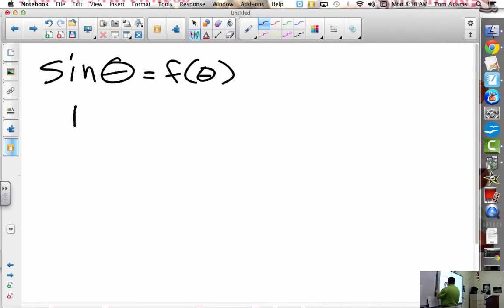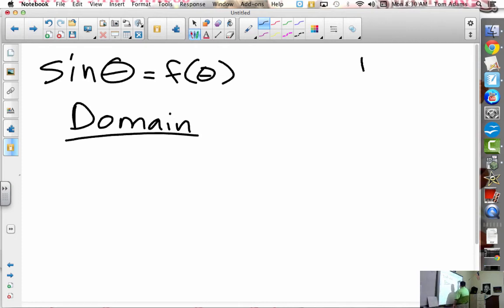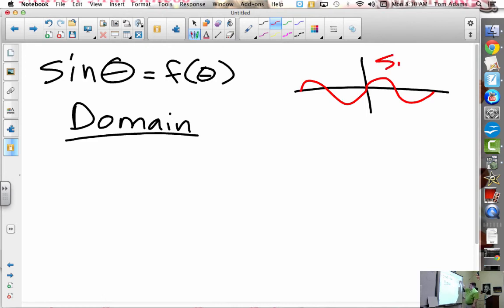Well, let's talk about the domain. Were there any domain restrictions in that function? And let me just kind of sketch it here for you on the board, just a rough sketch of what sine of x looks like. That's what it looks like. Any domain restrictions? No. So it's all real numbers.